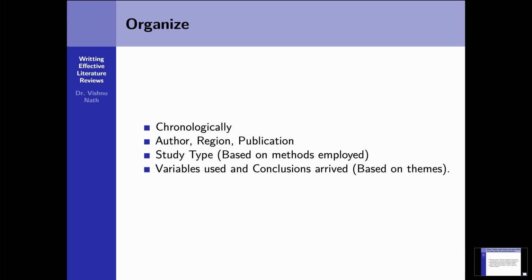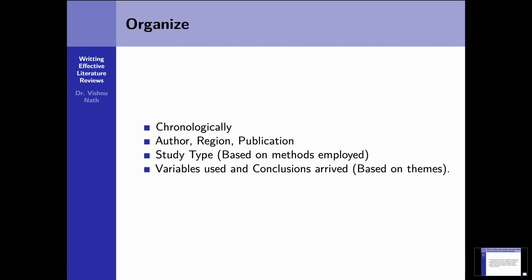Thirdly is study type based on the method employed. What type of study is that? Whether it's an experimental study or a post facto data analysis and collection study, or a cross sectional study, or a longitudinal study, qualitative, quantitative, mixed method, whatever the thing is. Study type is very important, and basically this will guide your research for the coming 3-4 years, 5 years, or for the 1 year when you will be writing a paper, as to what methodology you will be selecting for doing your own research. And lastly, variables used and conclusions arrived.